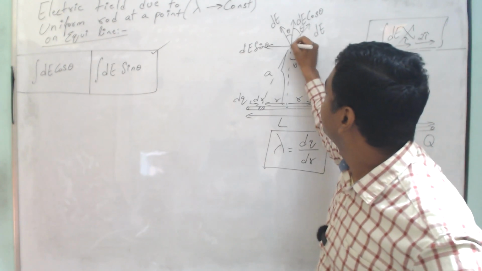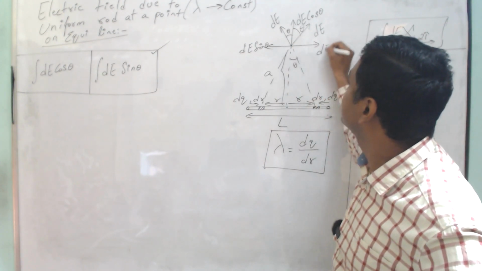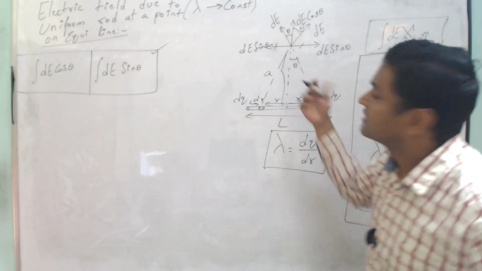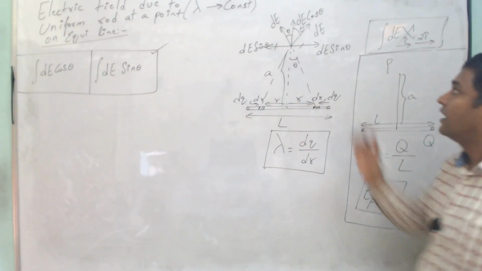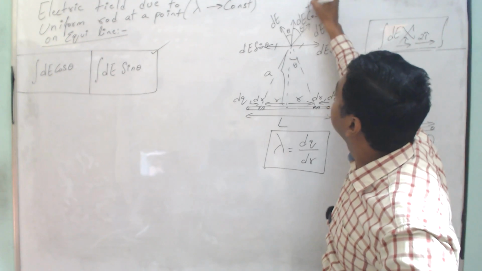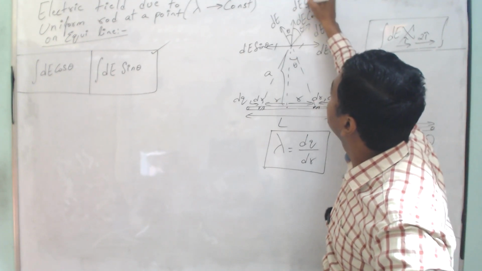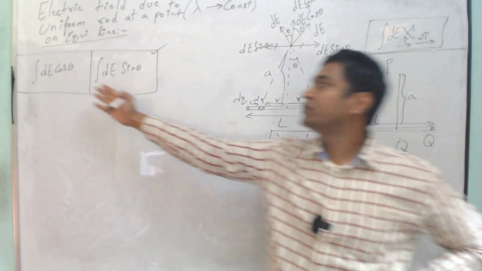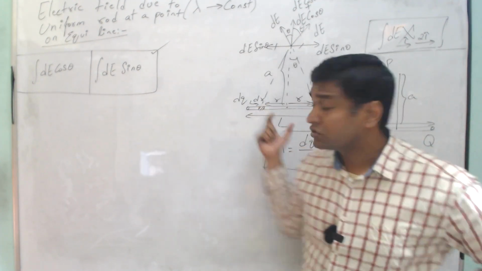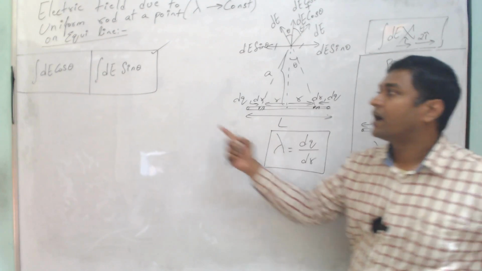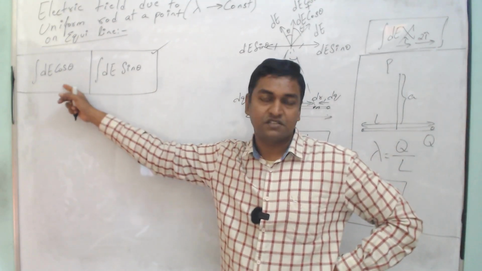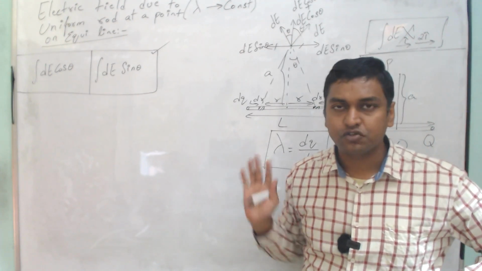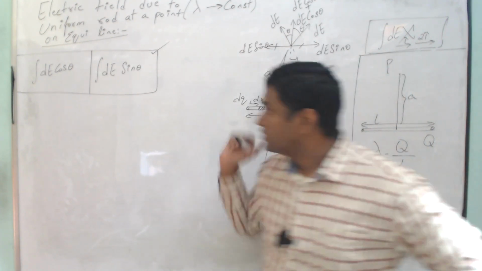So basically here I'll get a component dE sin theta, and the dE sin theta components will cancel each other. And here I will get another dE cos theta, so 2 dE cos theta. That means I don't have to do integration twice. Because of the symmetry of the rod, I can do integration only once and get the answer. Is this clear? Yes, sir. Understood? Yes, sir.